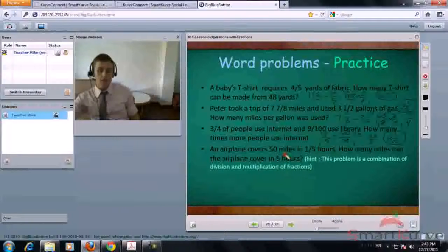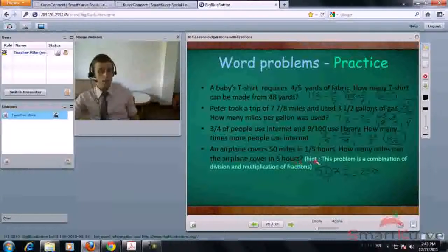An airplane covers 50 miles in 1/5 hours. How many miles can the airplane cover in 5 hours? Well, first we need to find out how many it can cover in 1 hour. So we use 50 miles divided by 1/5 hours. So we multiply by 5 over 1. 50 over 1 times 5 over 1 equals 250. In 1 hour, the plane can travel 250 miles.